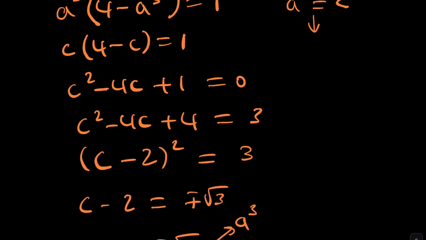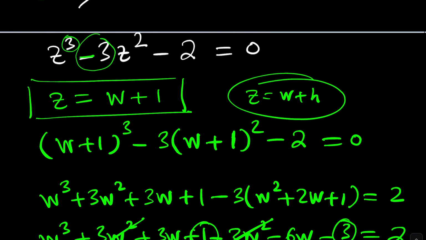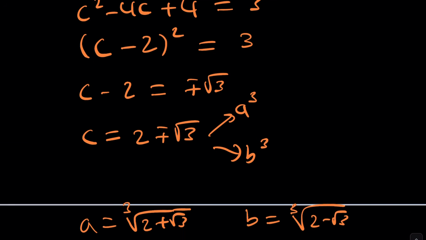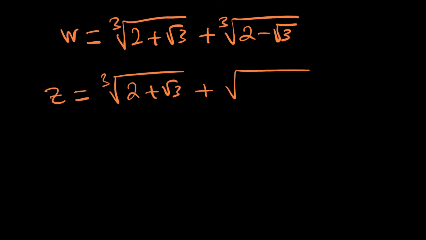W comes from where? Let's go back. w plus 1 is equal to z. In other words, w is equal to z minus 1. In other words, z is w plus 1, I guess I'm confusing myself here. So z is going to be this number plus 1, right? And we were looking for z, weren't we? So the answer, at least one of the roots, will be this one.